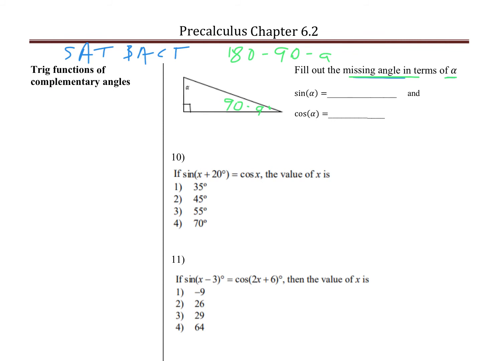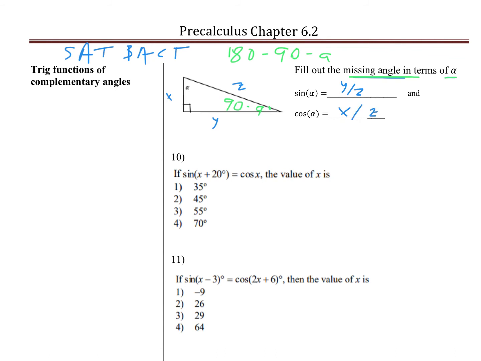Now for the sine of alpha and the cosine of alpha, I'd have to make up some sides here. So let's call them x, y, and z. The sine of alpha would be opposite over hypotenuse, that would be y over z. And then the cosine of alpha would be adjacent over hypotenuse, so that would be x over z.